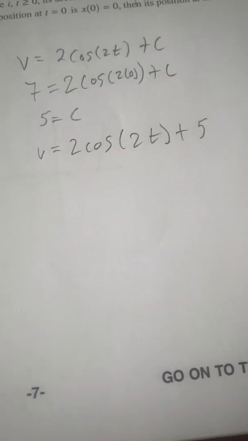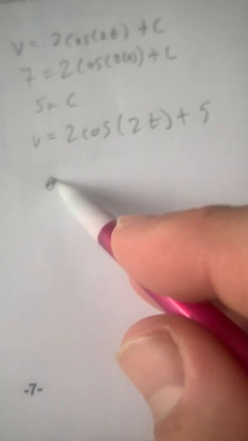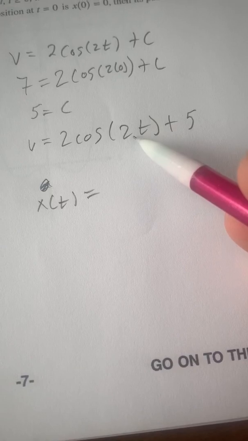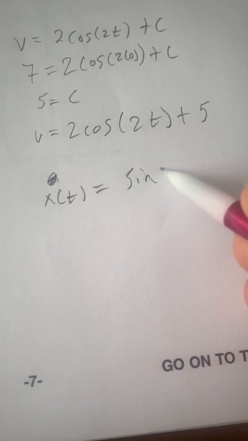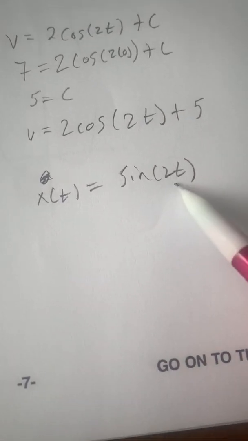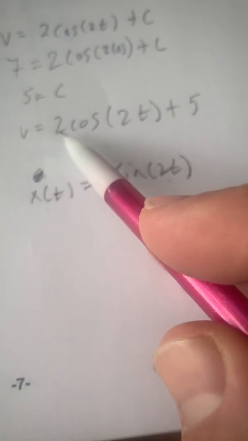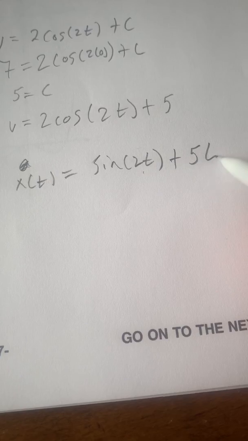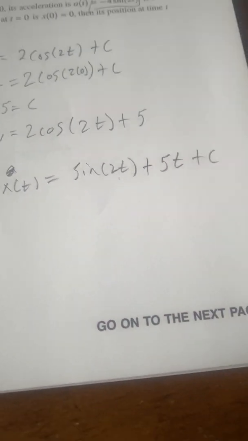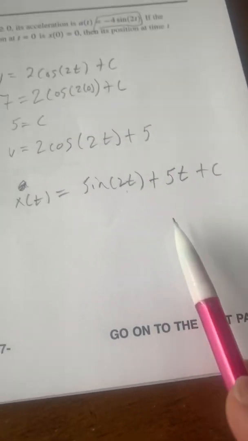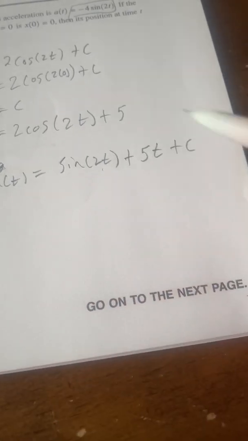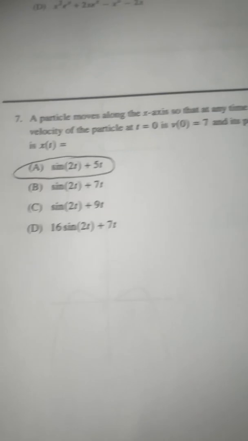Now I got to take the antiderivative of that. So my position function, if I want to get the derivative of cosine of 2t, I need a sine of 2t. And that sine of 2t's chain rule will take care of that too right there. Okay, and the antiderivative of 5 is 5t with a plus c. Well, if I plug a 0 into here and get a 0 out, sine of 0 is 0. 5 times 0 is 0, so this c just drops off. So I have the answer of A right there.